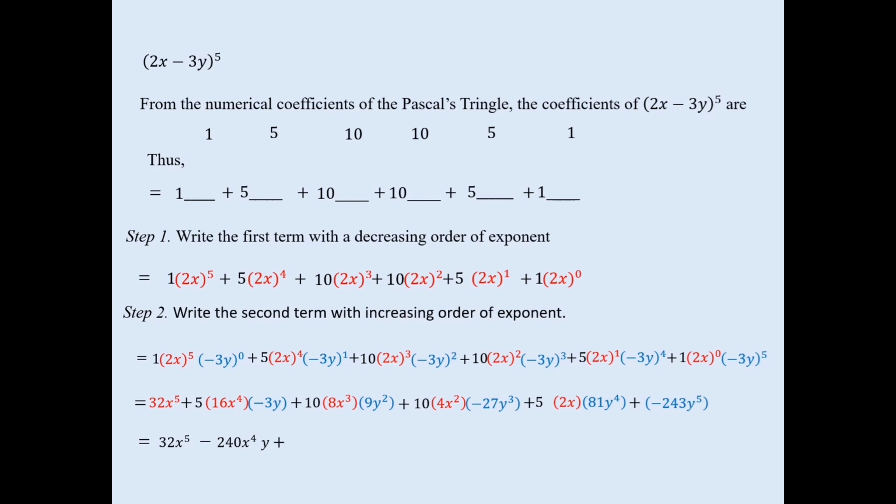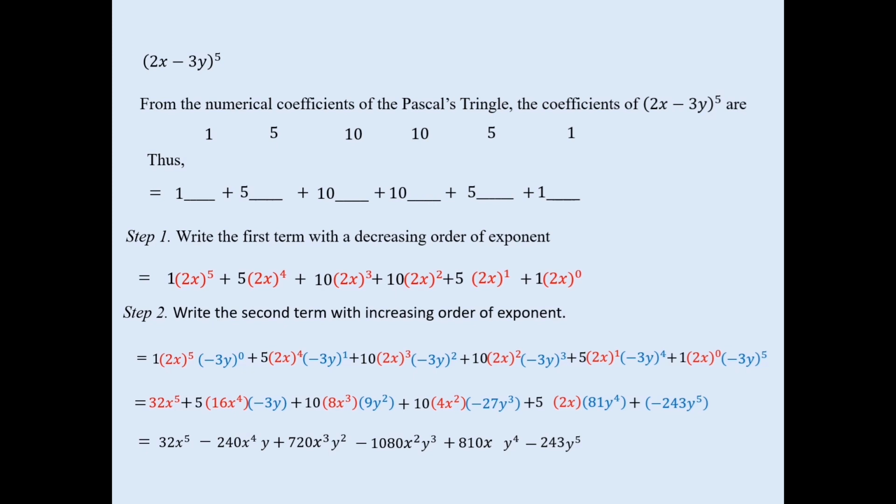Plus 10 times 8 times 9 will give you 720. Then just copy x cubed y squared. Then you multiply 10 times 4 times negative 27 will give you negative 1080 x squared y cubed. Then you have 5 times 2 times 81 is 810 x y to the 4th, and lastly you have positive times negative is negative 243y to the power of 5.